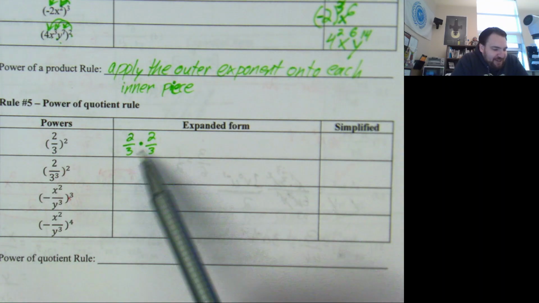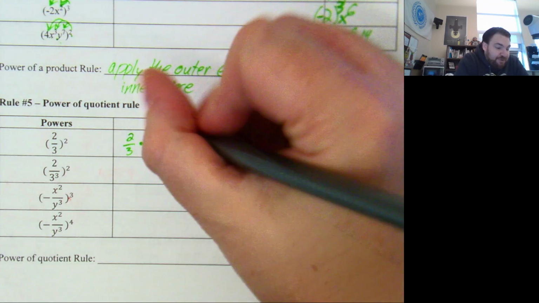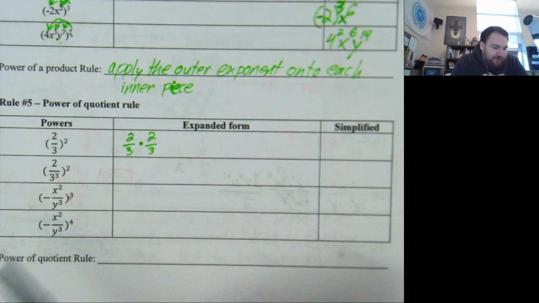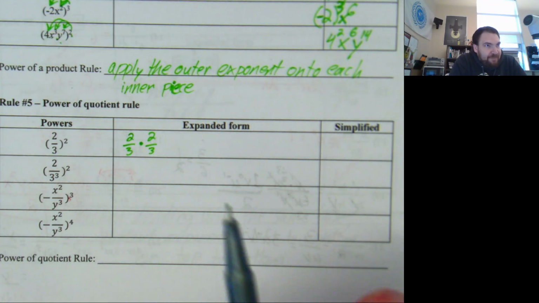Okay, so I have 2/3 times 2/3. Using exponent laws, yeah, I know all of you guys want to say, well, that's just 4/9. But I want to use exponent laws to demonstrate what's happening here.